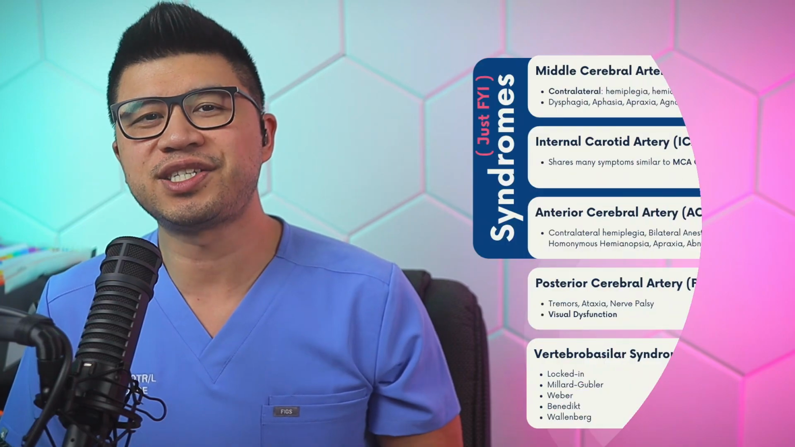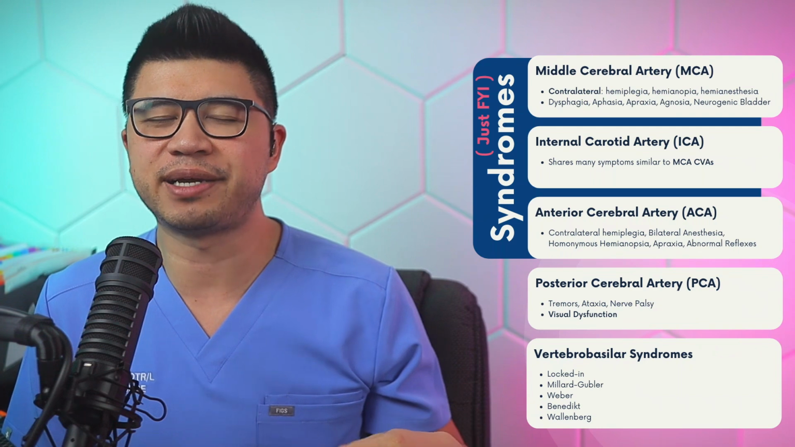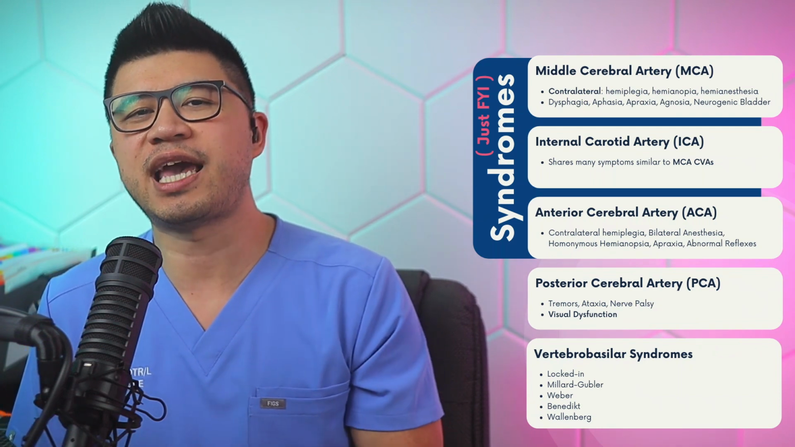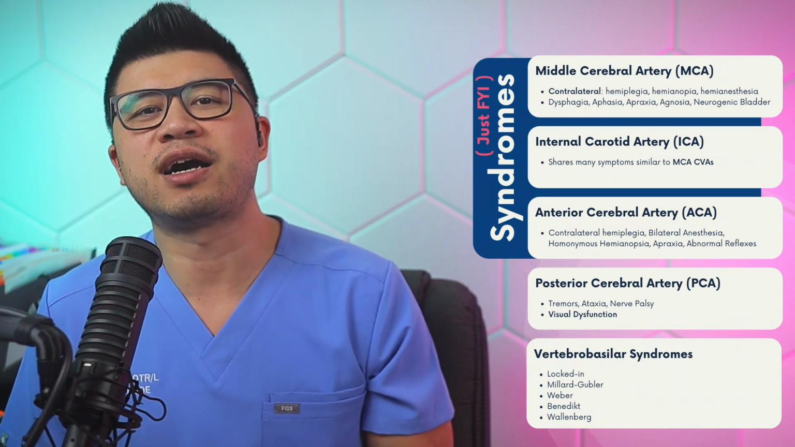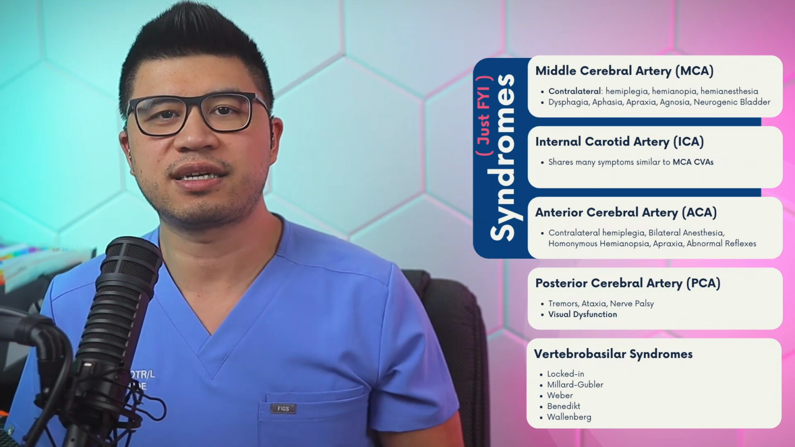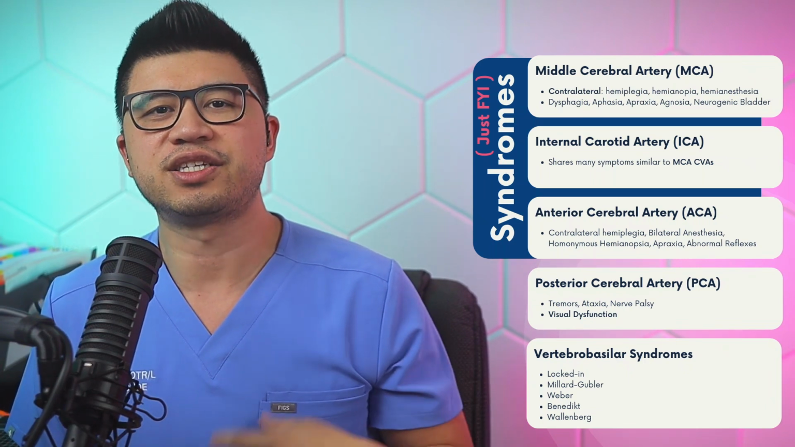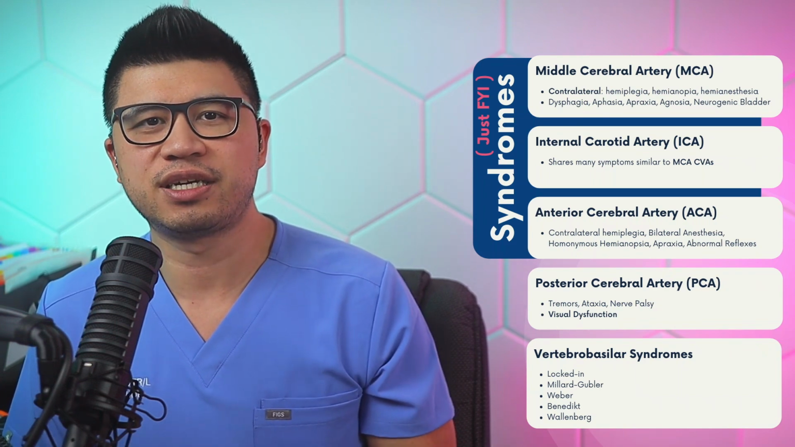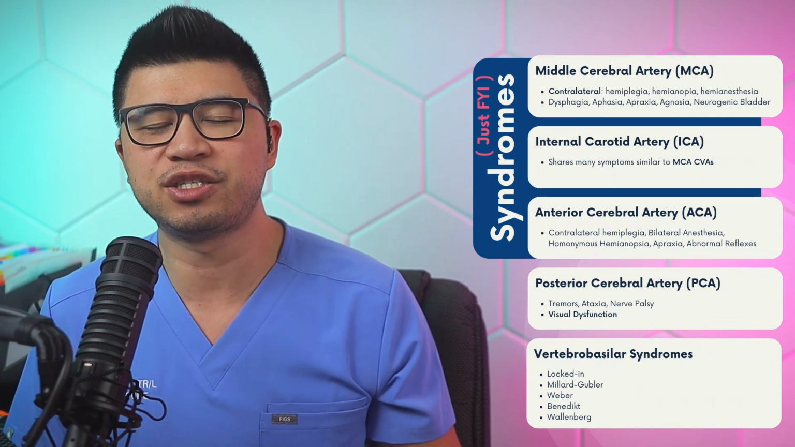Let's briefly review the stroke syndromes. This is just FYI, you probably don't need to know this much detail, but just in case. A middle cerebral artery stroke, or MCA CVA, is characterized by contralateral hemiplegia, contralateral hemianopia, contralateral anesthesia, or the loss of tactile sensation, dysphagia, aphasia, apraxia, and agnosia. There is also neurogenic bladder and the inability to void.